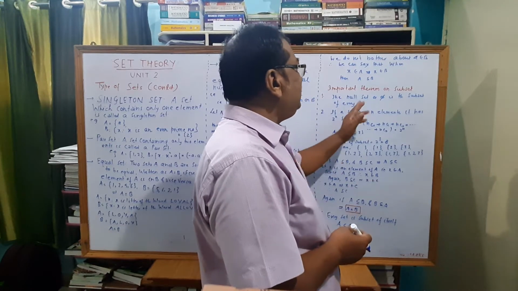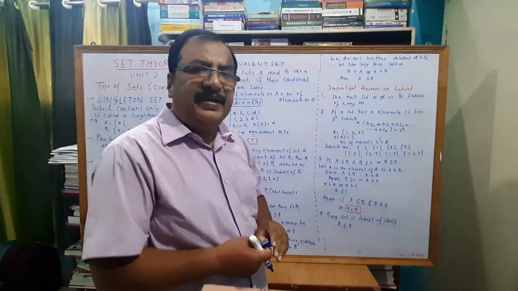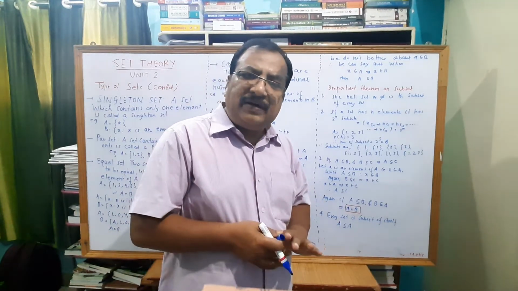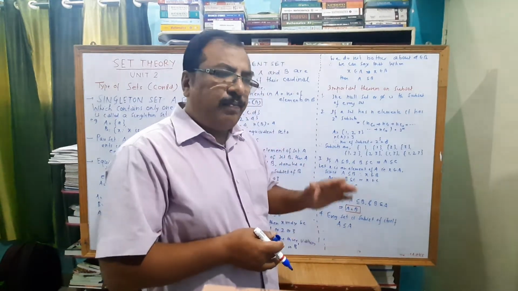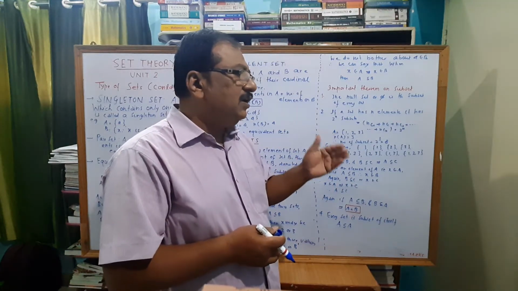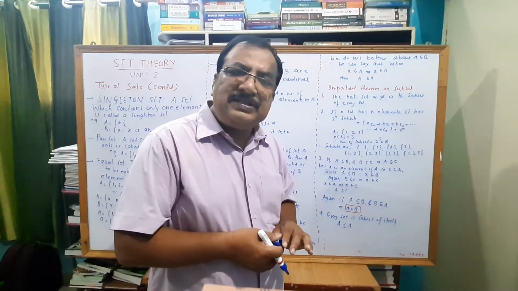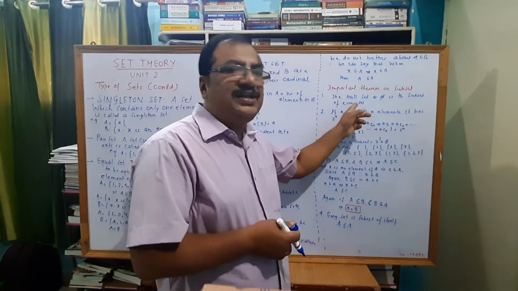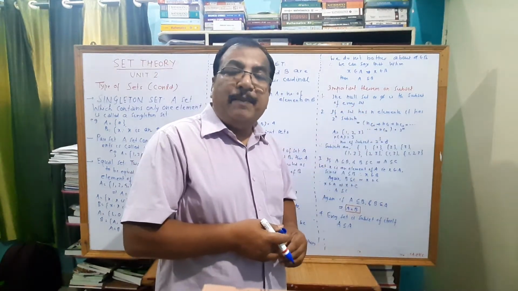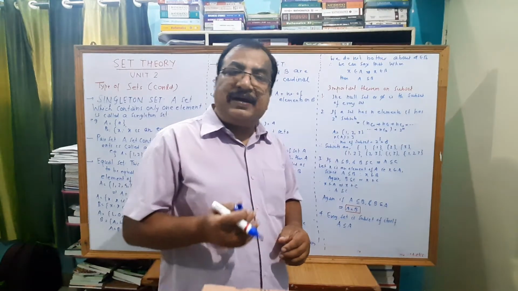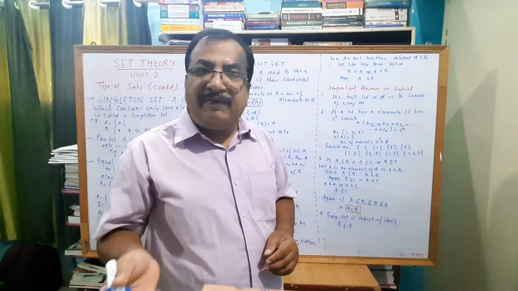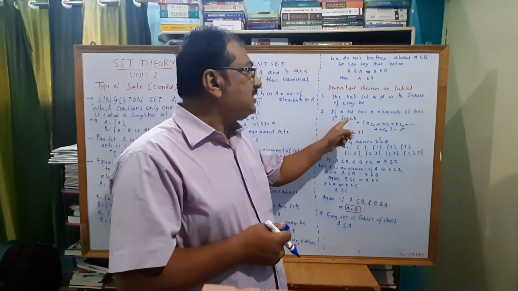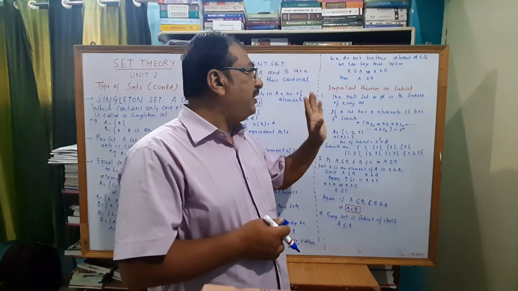The null set phi is a subset of every set. Why? Suppose the null set phi is not a subset of a given set A. That means there must be some element in the null set which is not in A. But according to the definition of the null set, it is a set having no element. So our assumption is wrong. So the null set is a subset of every set.